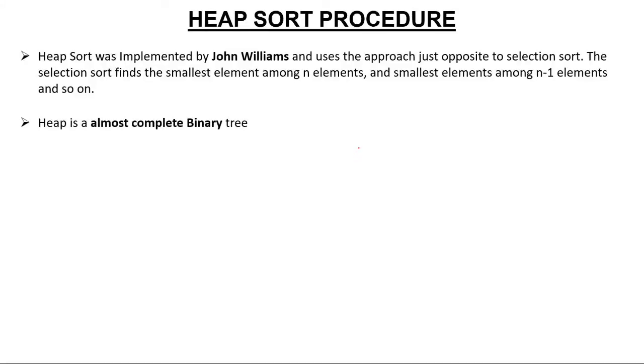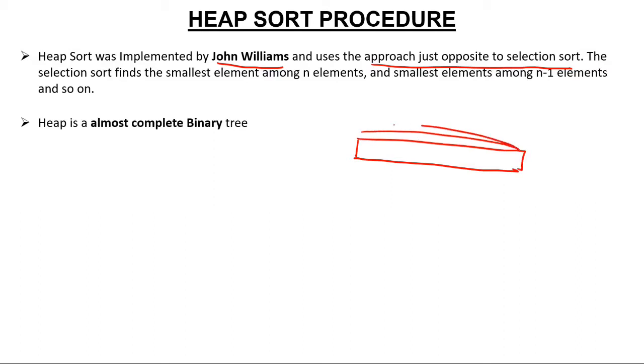So what is heap sort? Heap sort was implemented by John Williams, and it uses an approach just opposite to selection sort. What is selection sort? In selection sort, in a given array of elements, we find the minimum in the entire array and put it at the first position. Then we find the next minimum and put it in the second position. Then we find the third minimum and put it in the third position.